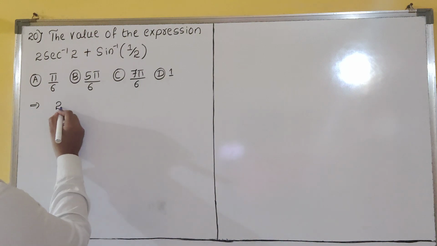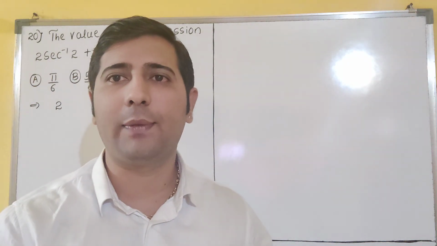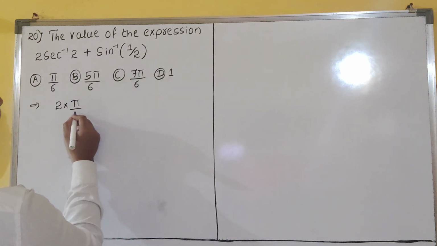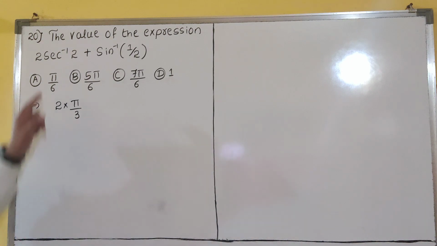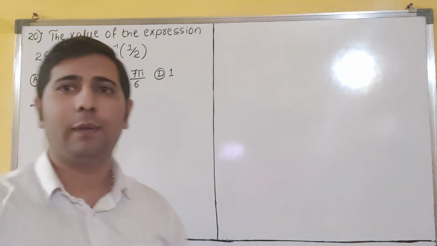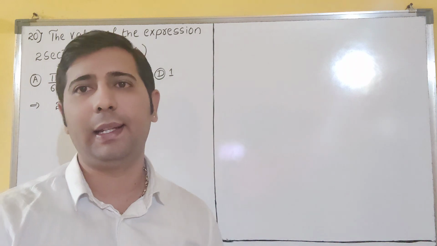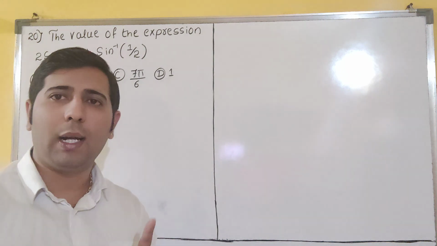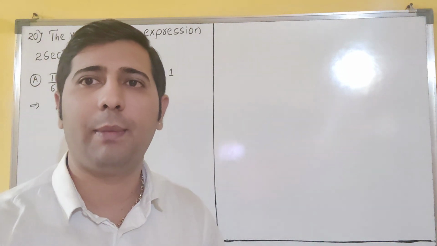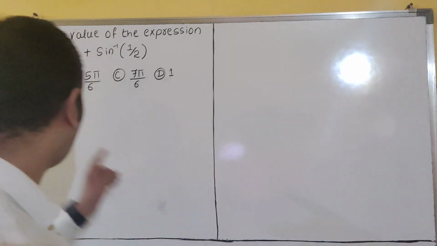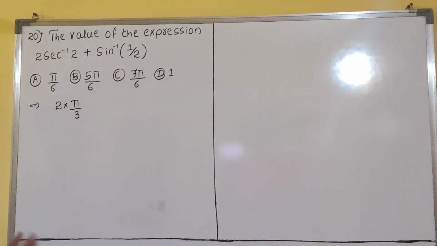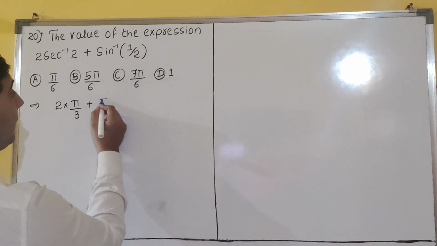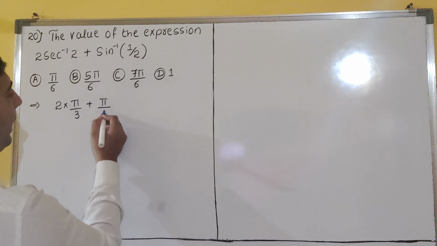So sec inverse 2 is what? Sec inverse 2, when will it become? That is pi by 3, dear students. Sec inverse of 2 will become at 60 degrees, dear students. That's why we will write it as pi by 3. Clear? So now sin inverse 1 by 2, when will it become? That is at 30 degrees. 30 degrees means pi by 6, dear students.